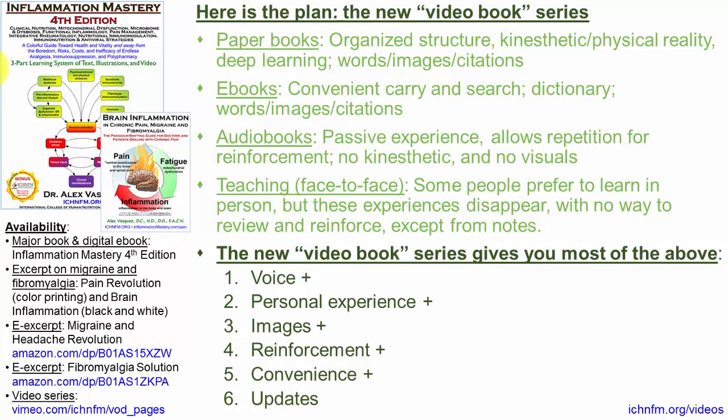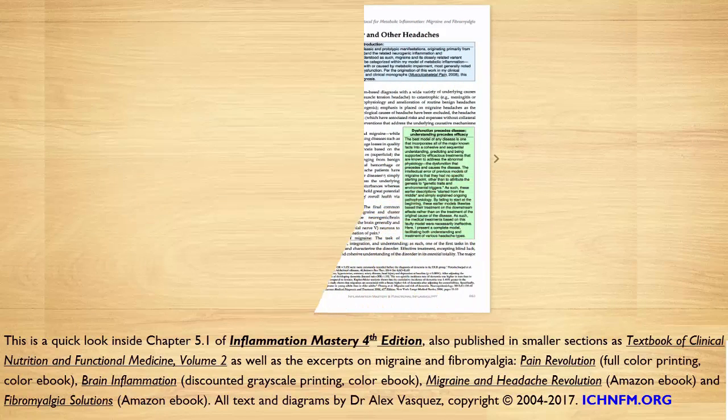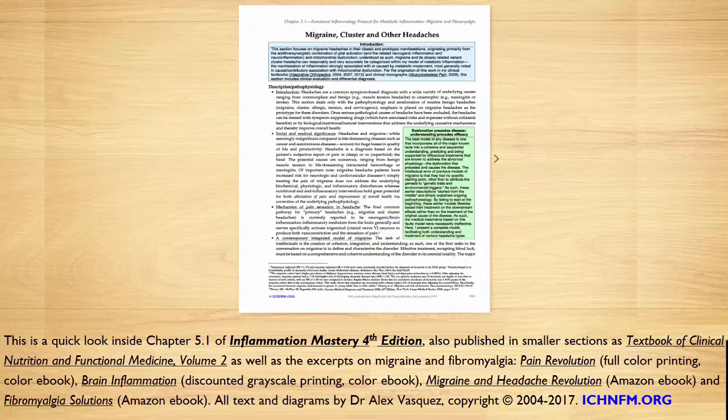In order to show you an example, we're going to look inside Inflammation Mastery at the section on migraine and fibromyalgia, which was also published as Pain Revolution in color and also Brain Inflammation in a discounted black and white grayscale printing. So what we're able to do these days is actually look inside the book, and that gives me a chance to review with you what I think are some of the more perhaps confusing terms and more complex disease models that ultimately underlie and support the scientific basis for the treatment plan that I've outlined.